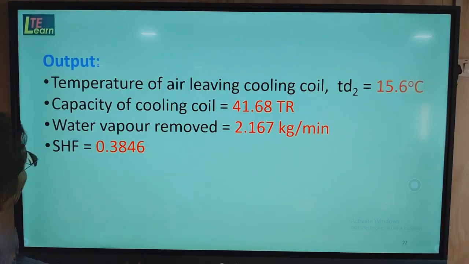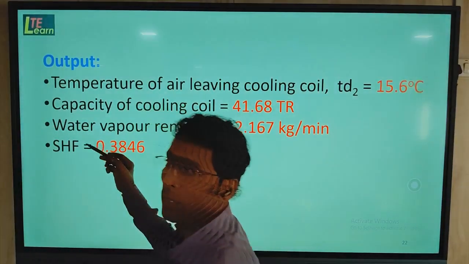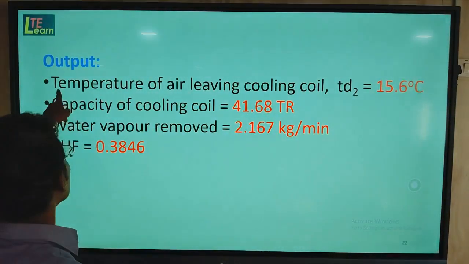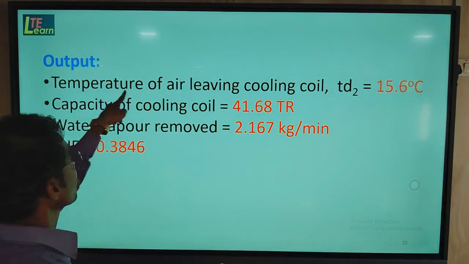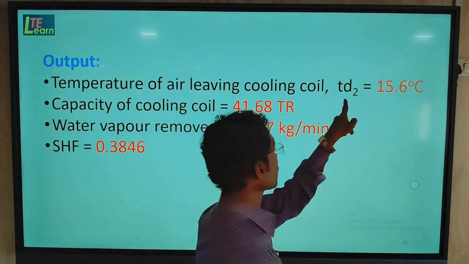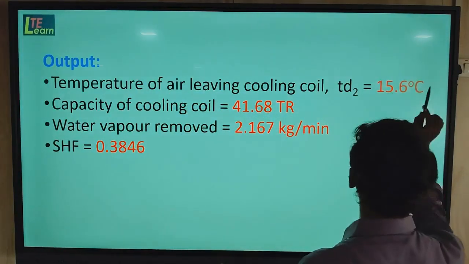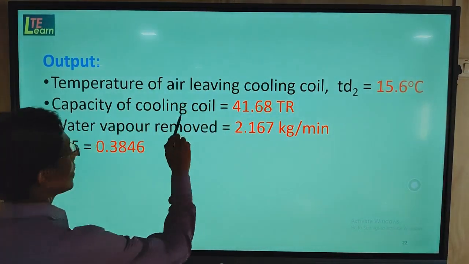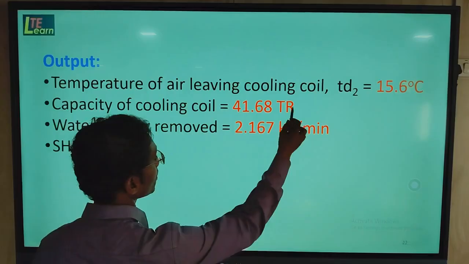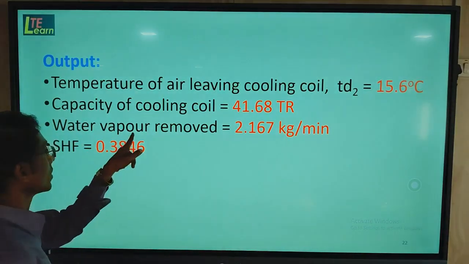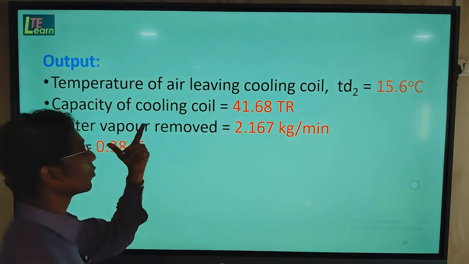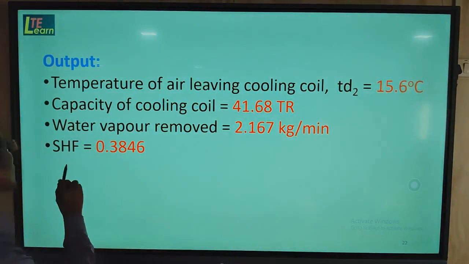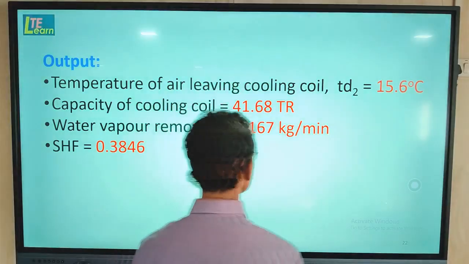So finally by solving the numerical we have obtained all the outputs that we will write. We were asked first, temperature of air leaving coil, that is point number 2. Dry bulb temperature we have got here in degree Celsius. Capacity of cooling coil we got in ton of refrigeration. Third, water vapor removed during the cooling process in kilogram per minute. And finally, sensible heat factor.